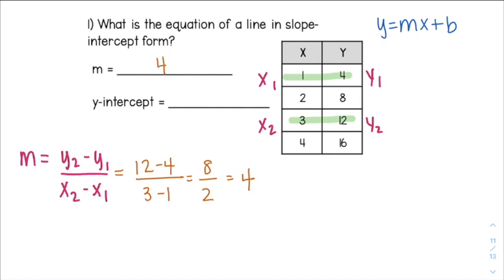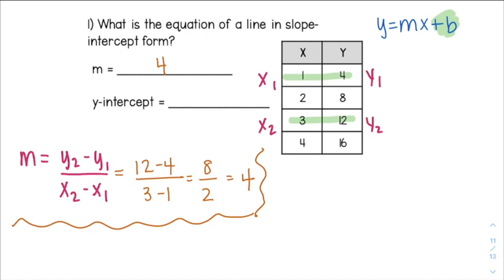I have my slope. That's just one part. Now we've got to find our y-intercept. For the y-intercept, I'm going to use my equation of a line. I have my points from the table, and I have my slope. Now I just have to find the missing piece, my y-intercept.